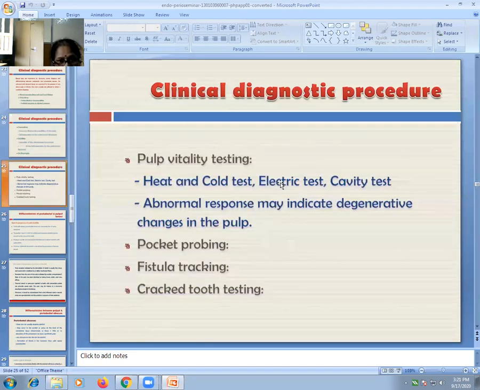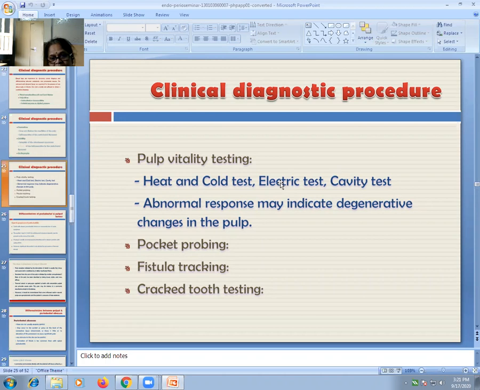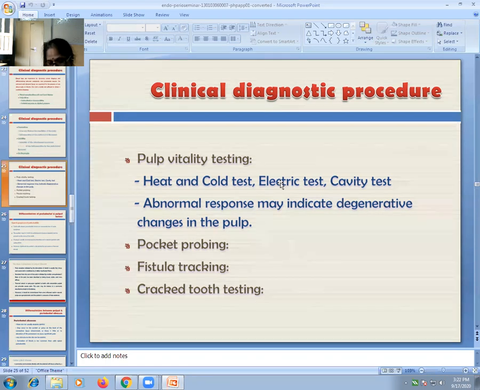The clinical diagnosis, even if you are going with the examination or vitality test, heat and cold test, most of the time the tooth will be non-vital. So you are doing the electrical pulp testing and the cavity test for abnormal response. If any abnormal response is there, then that will show you the regeneration of the pulp.